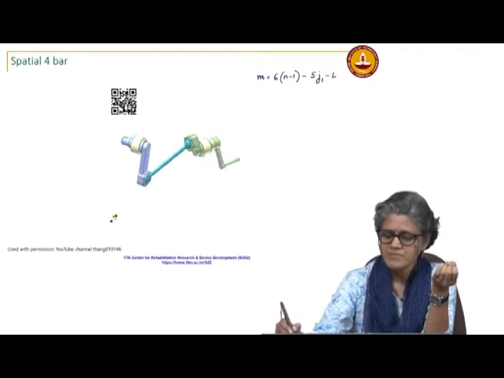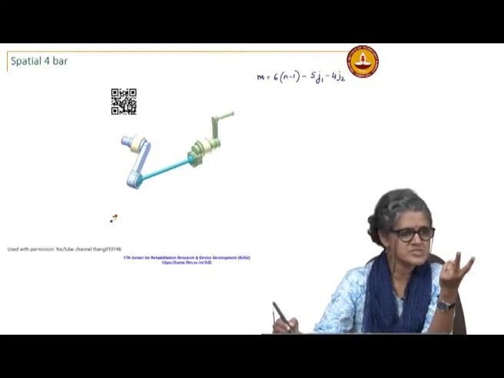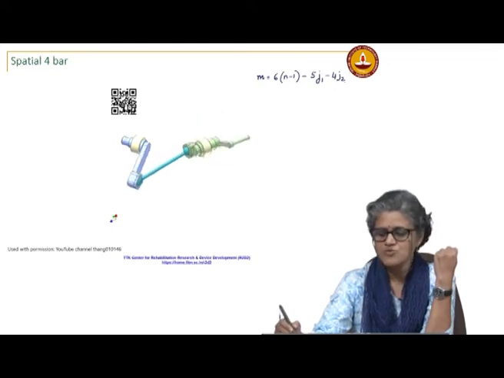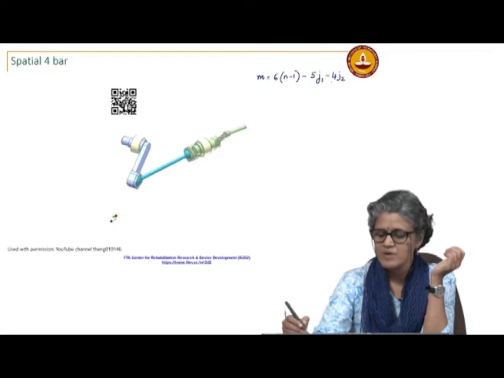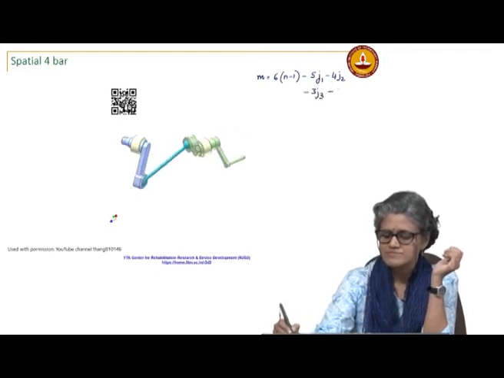Similarly, if I have J2, if it allows 2, it is taking away 4, and so 4 J2 would be the number of, and so on, J3 to J4, J5.